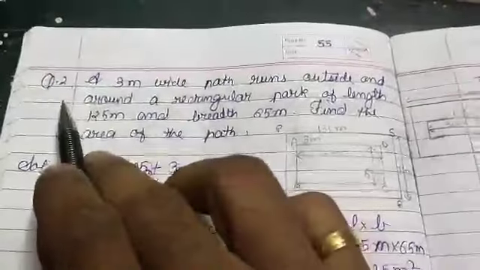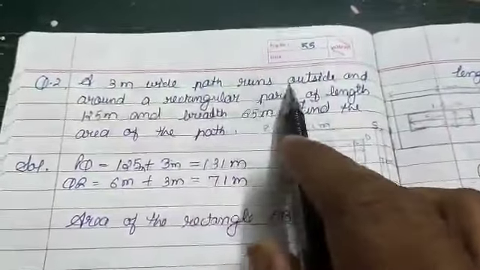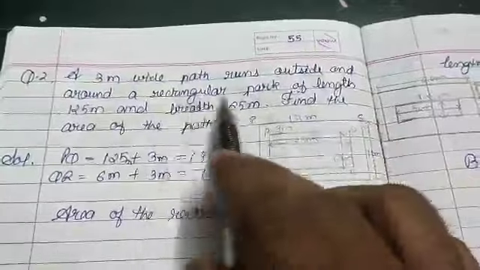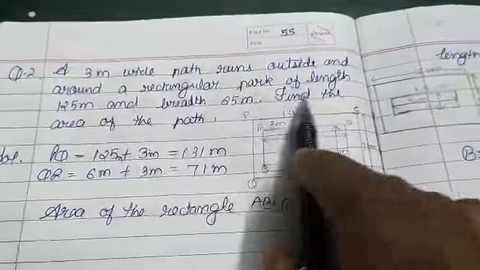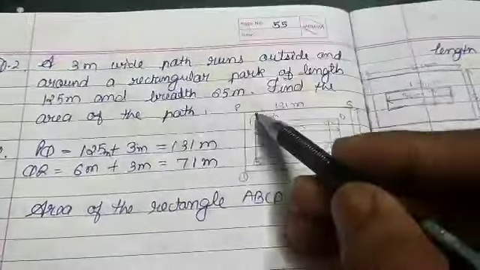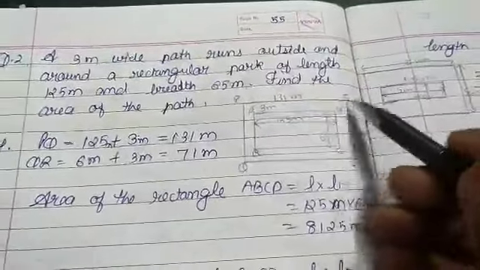Let us see question number 2. A 3-meter wide path runs outside and around a rectangular park of length 125 meter and breadth 65 meter. Find the area of the path. Here also it is the same question as per whatever we did in the previous one.